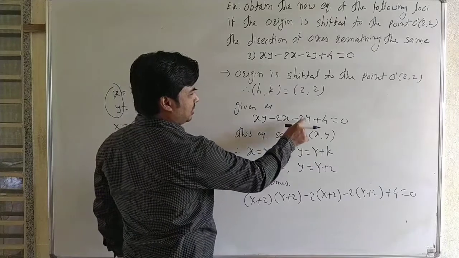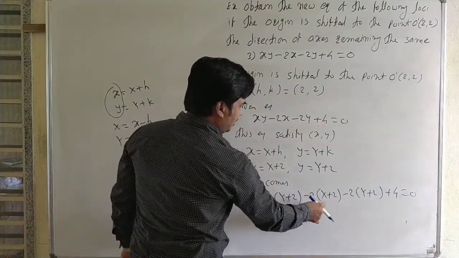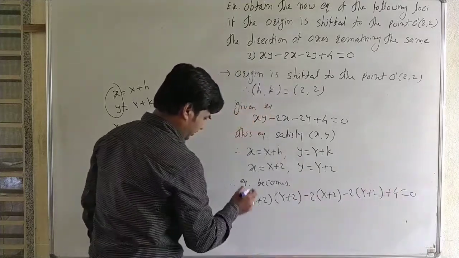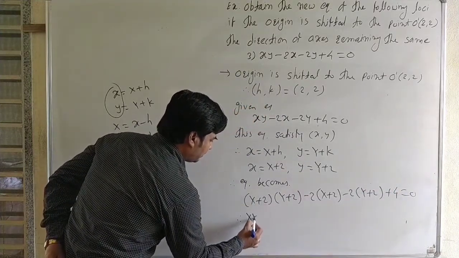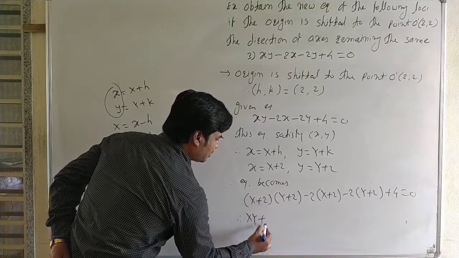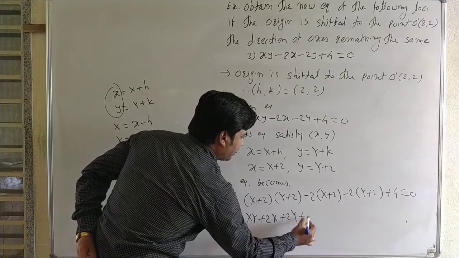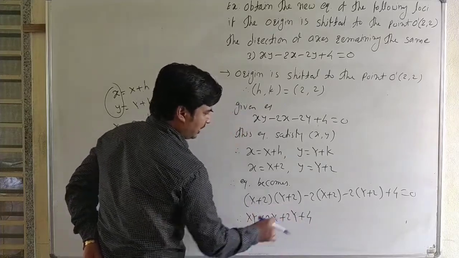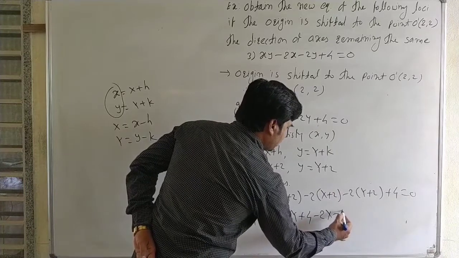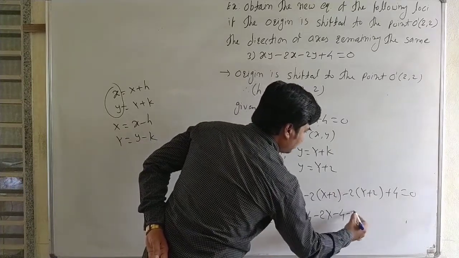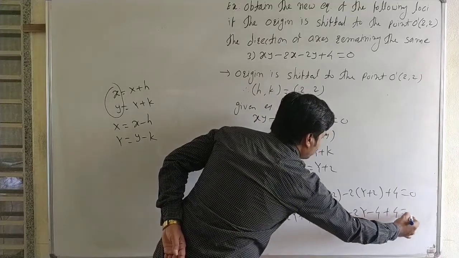Now it is multiplication. Therefore you can write X into Y plus 2X plus 2Y plus 4. It is a multiplication of these two brackets. Then multiply by minus 2: minus 2X minus 4, multiply by minus 2: minus 2Y minus 4, and plus 4 is equal to 0.